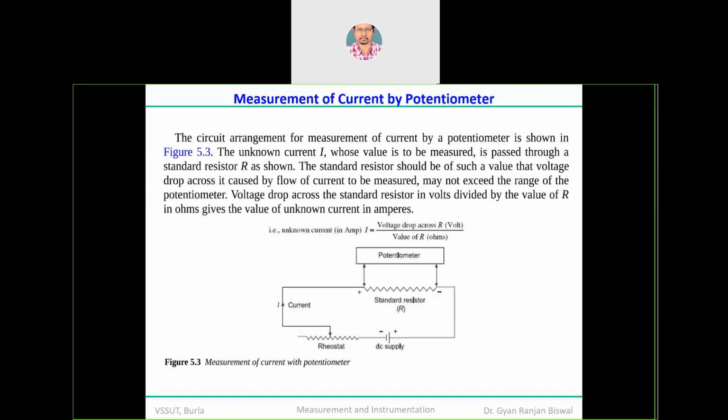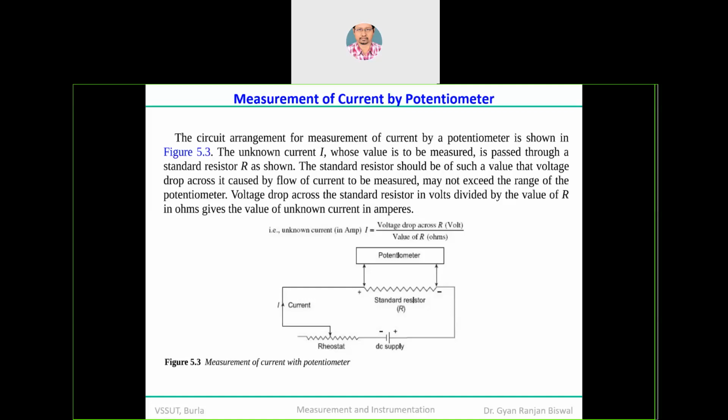So let us see some applications of how you can use this potentiometer for the measurement of current, voltage, and power, and how you can calibrate it, with the aid of today's lecture. As you can see in this demonstration, in figure number 5.3, a rheostat is there which is providing you the variable resistance in this sliding mode.